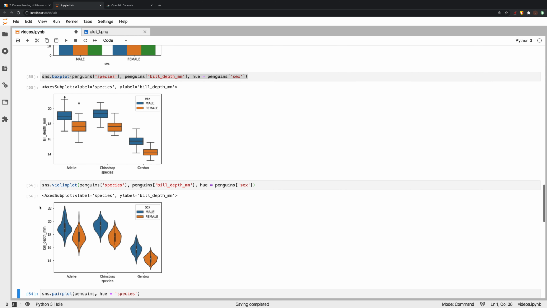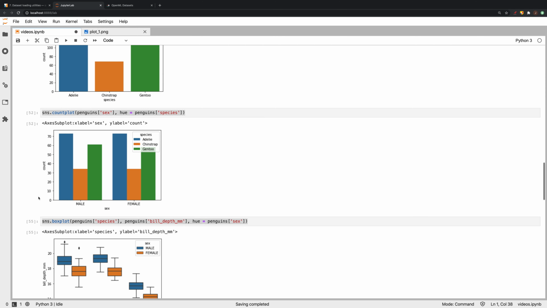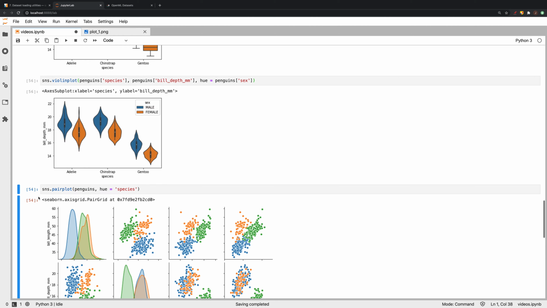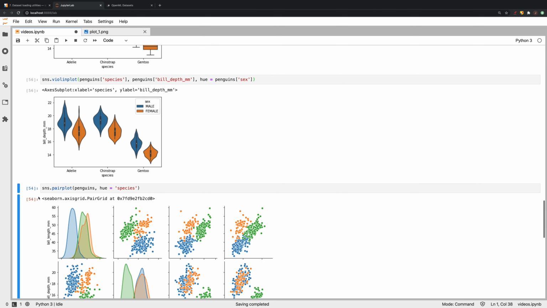Okay, so I'm going to ask you to check out the documentation to see a couple more, but really these are the big ones that I think are important to get you going with Seaborn. Okay, count plot, box plot, violin plot, and a pair plot.